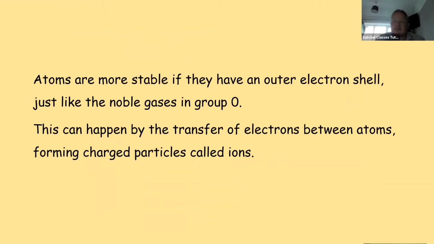Atoms are more stable, however, if they have a full outer electron shell, just like the noble gases in group 0. If it's not full, they can get a full outer electron shell, but to do this, they have to transfer electrons between themselves and another atom, and this forms charged particles, which we call ions.